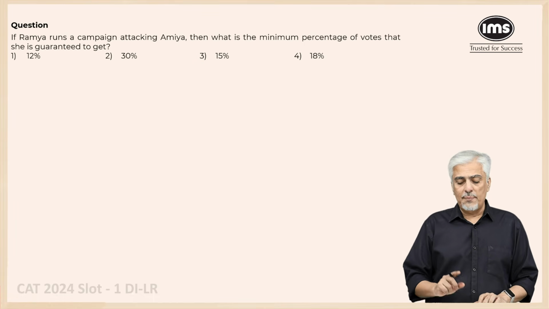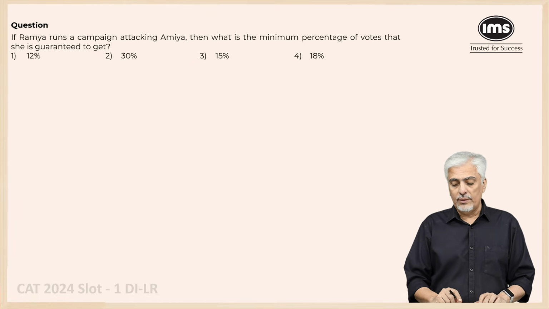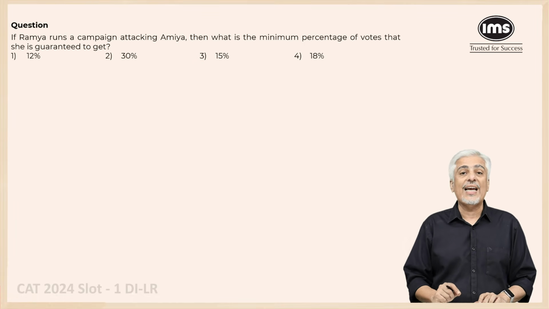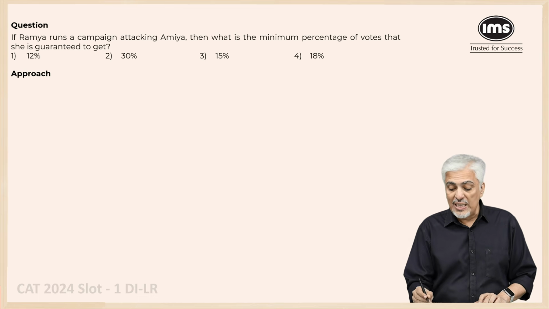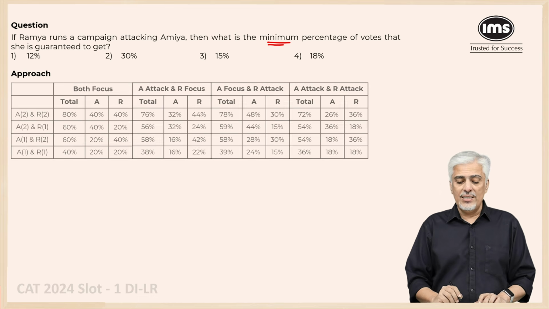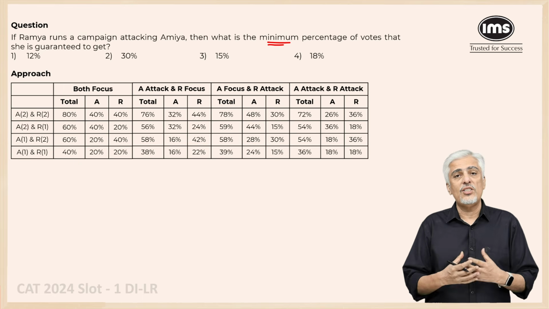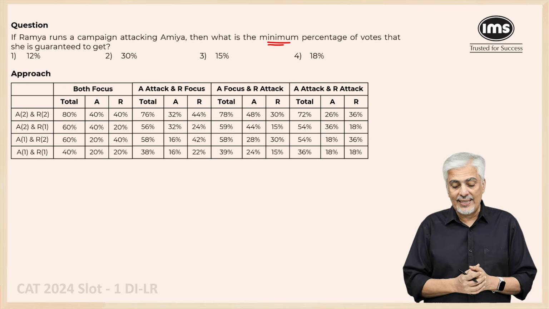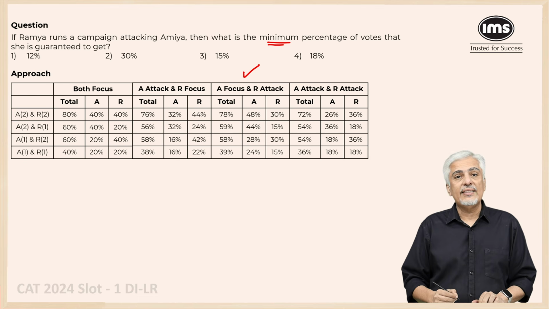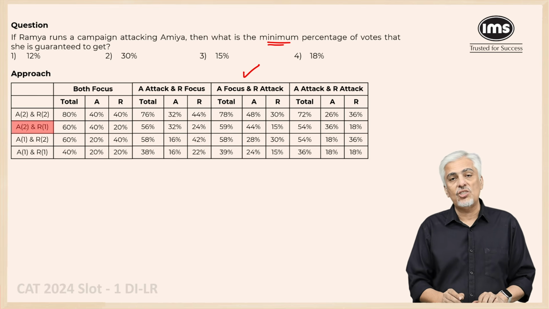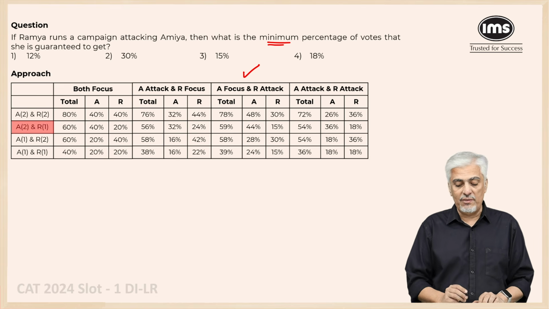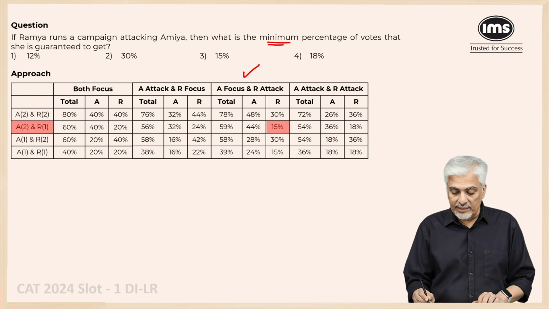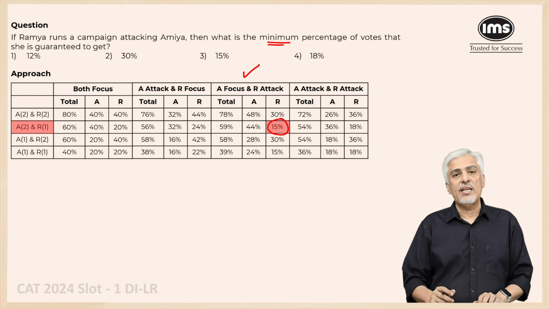The next question is, Ramia runs a campaign attacking AMIA, then what is the minimum percentage of votes she is guaranteed to get? Now, when will she be minimum? When she is doing badly and the other person is doing well. That means if Ramia is attacking and AMIA is focusing, that is the time she'll get the least number of votes. And also in that case, she will be at level 1 campaigning while AMIA will be at level 2 campaigning. And the answer is 15%. You could have got it from the table or you could have worked out only that single question also.